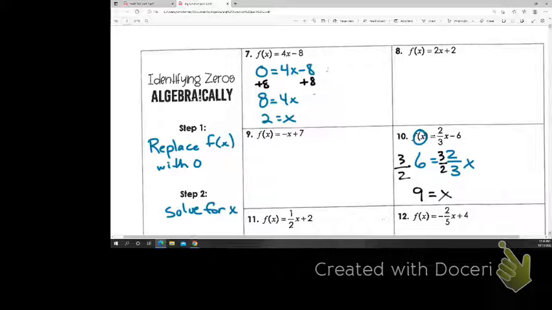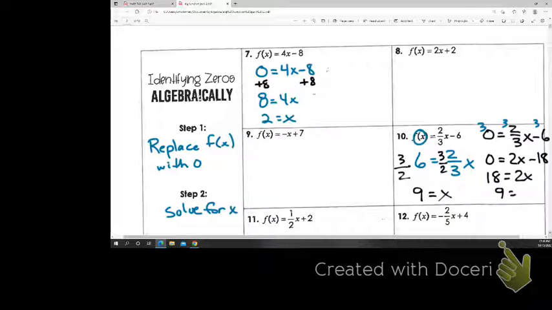You could also, if you prefer, just get rid of the fraction first. If the inverse, the reciprocal, is confusing to you, you could multiply all parts by 3. Then we would have 0 is equal to 2x minus 18. And then you could solve that. Add 18, divide by 2. We still come up with x is 9.